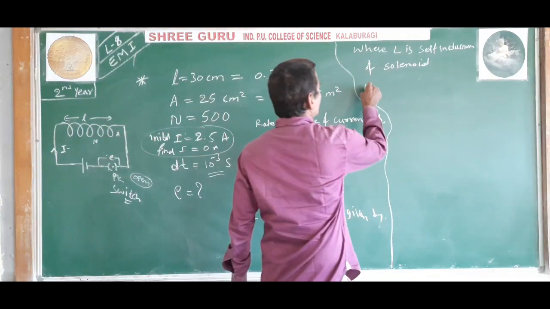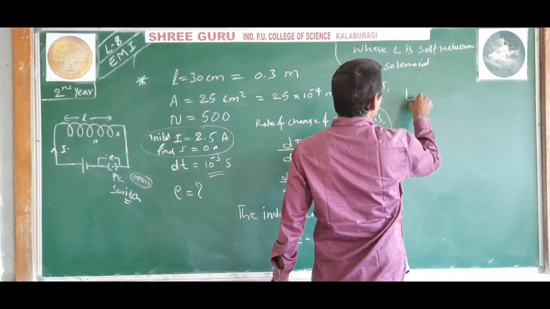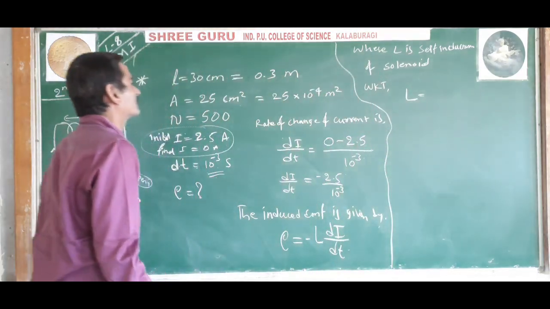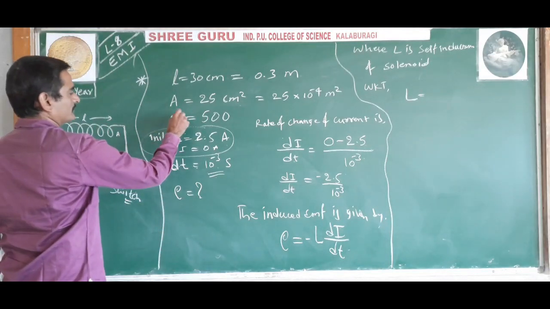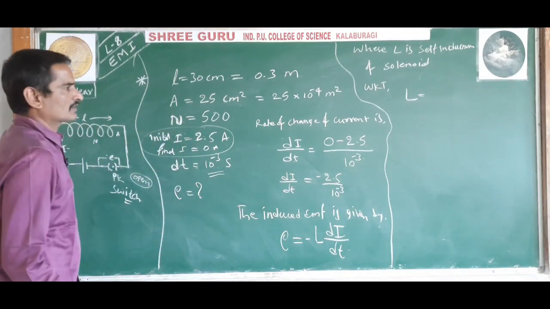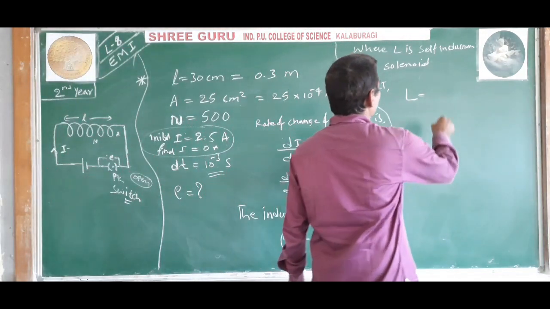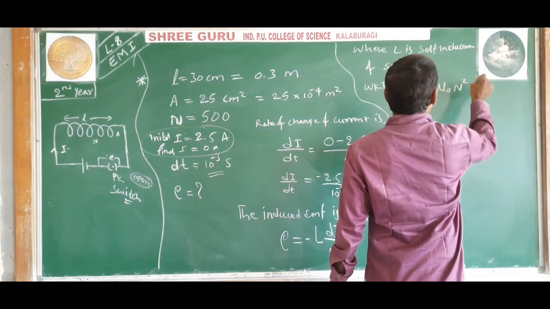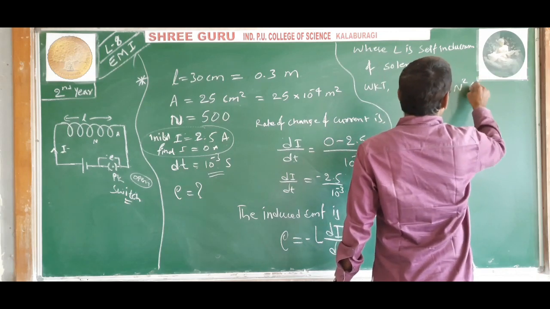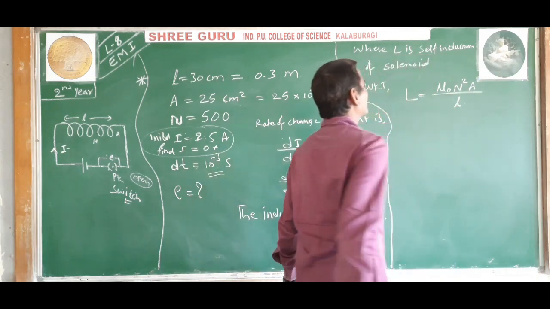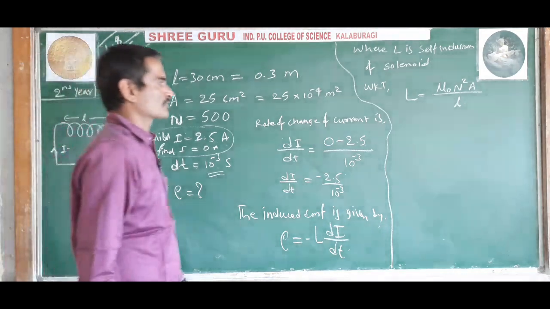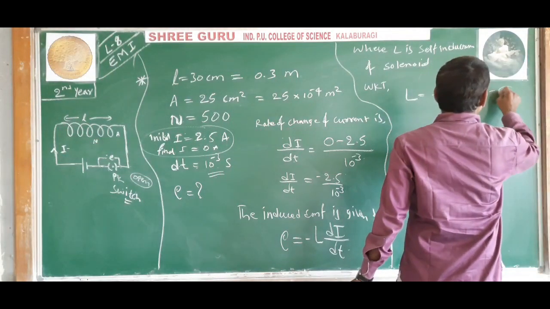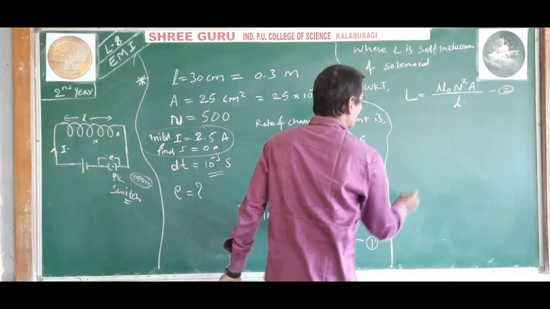So we know that the self-inductance of the solenoid is given by. According to the given data, in those terms you have to write. The given data is the number of turns, not per unit length, the total number of turns is given. So you can write the formula like this: mu naught n square A divided by L. That is the formula for self-inductance of a solenoid. Understood? Okay. Call this equation number 2, and call this equation number 1.